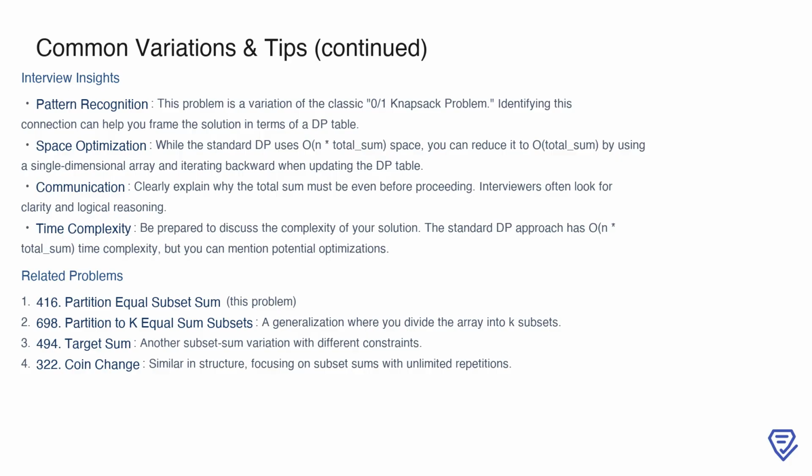Finally, this problem is connected to other subset sum related problems you might encounter. For example, partition to k equal sum subsets generalizes the problem to dividing the array into k subsets, while target sum and coin change also share structural similarities. Understanding these connections can help you identify patterns and build solutions faster.